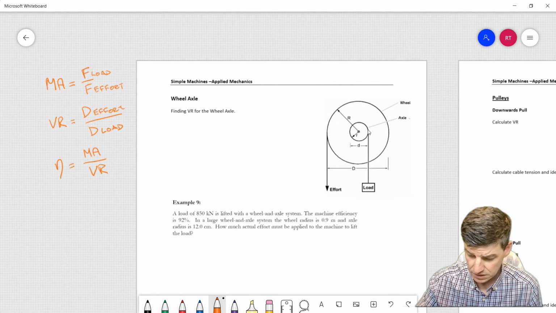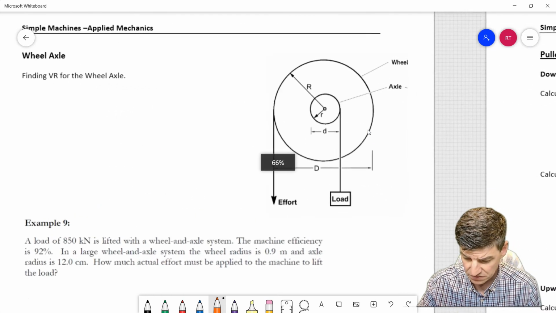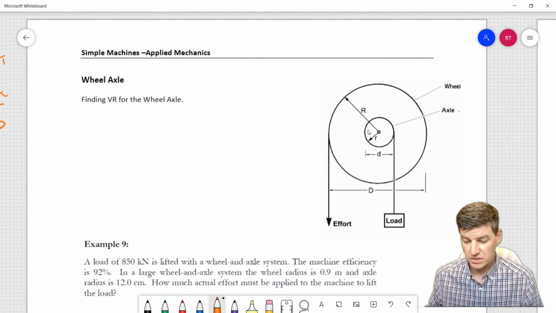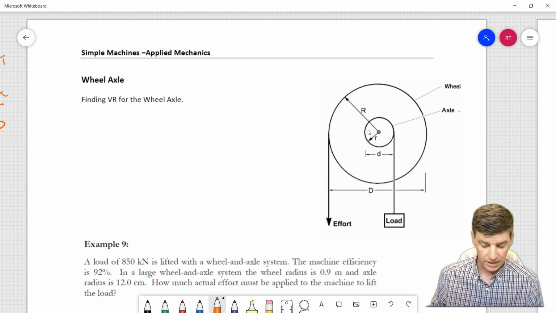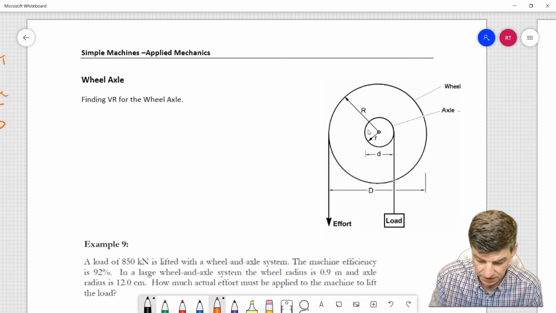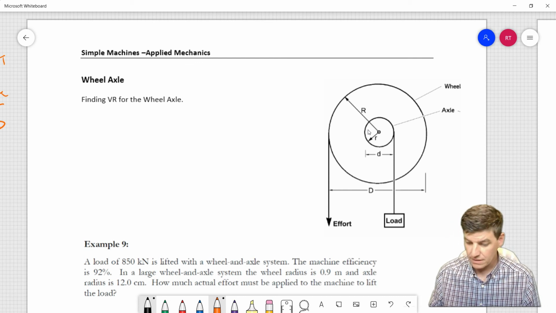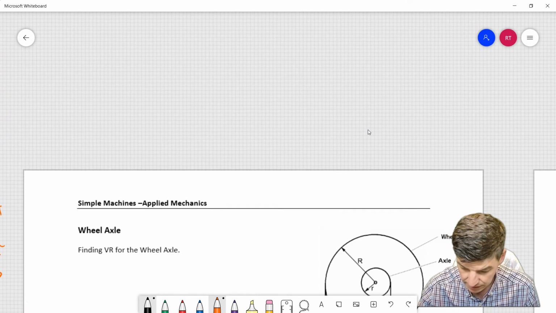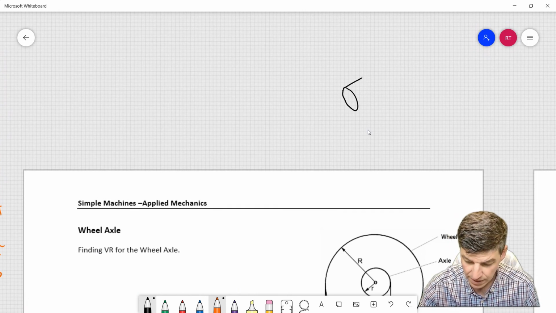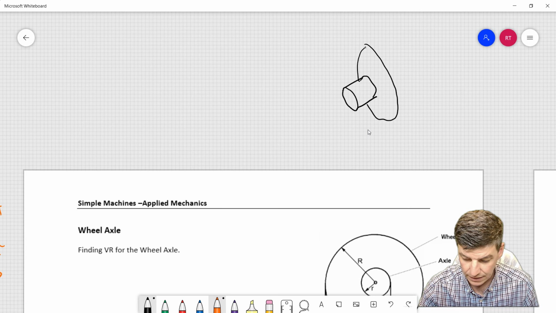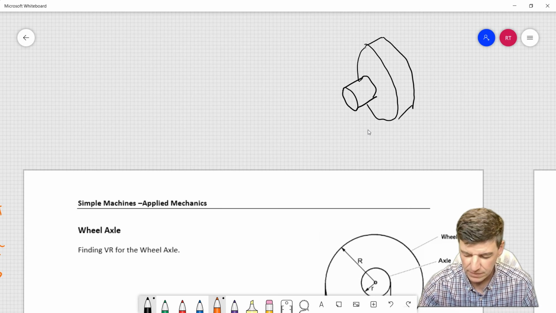Okay, so let's look at this machine first. So this is a wheel and axle. In the textbook, you're provided with an image. Some students have a hard time understanding what they're really looking at, so I'll just sketch out what it really is. What you have is a cylinder that would be attached to a larger cylinder.